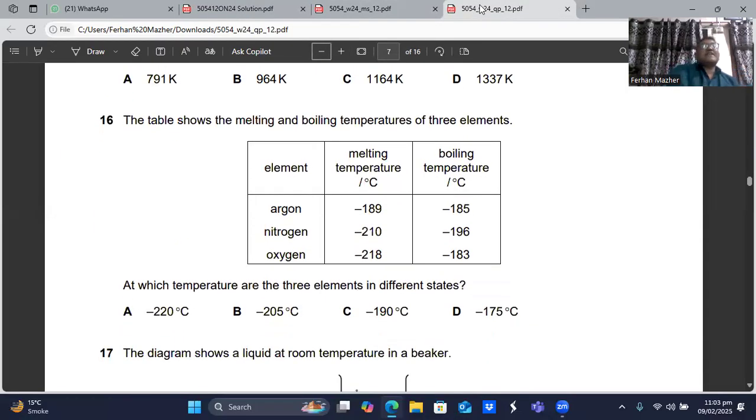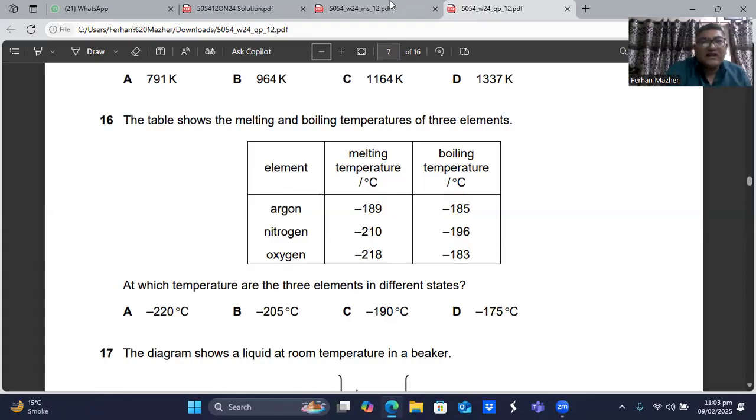Here we go, question number 16. The table shows the melting and boiling temperatures of 3 elements. Argon: melting point is minus 189 degrees centigrade, boiling temperature is minus 185. Nitrogen: melting point is minus 210, and boiling point is minus 196. Oxygen: melting point is minus 218, and boiling temperature is minus 183. At which temperature are the 3 elements in different states?